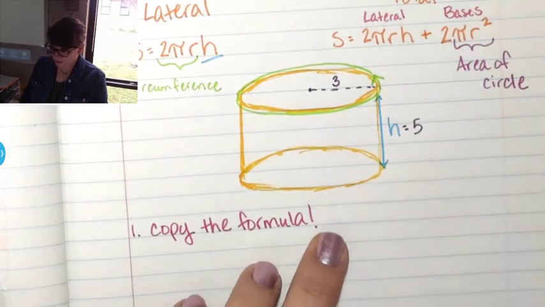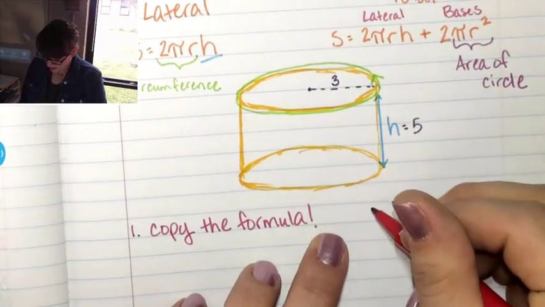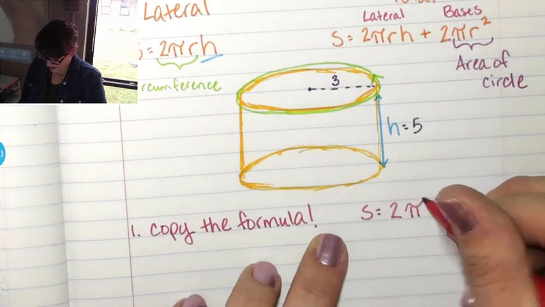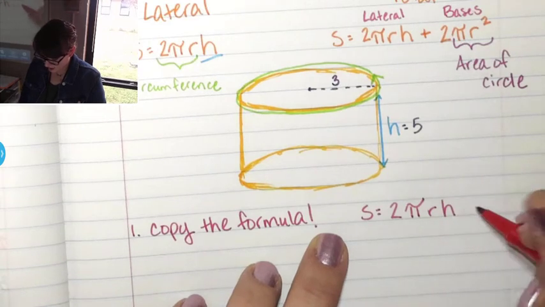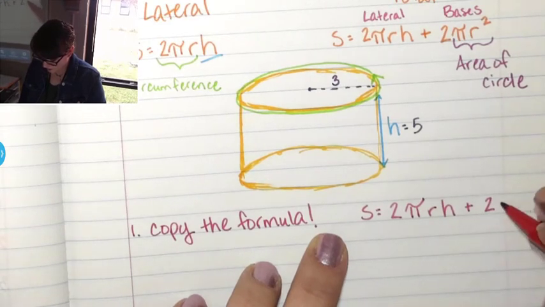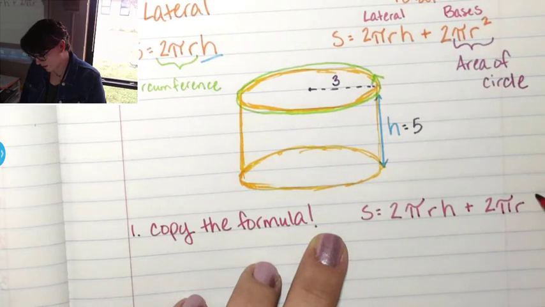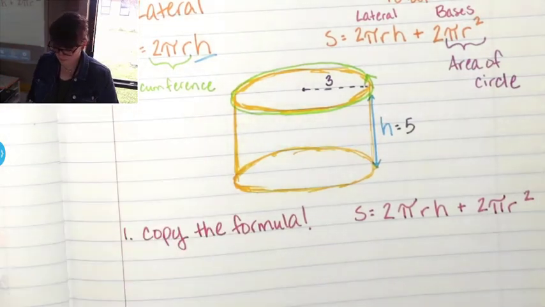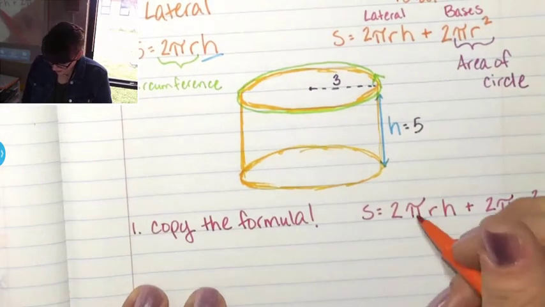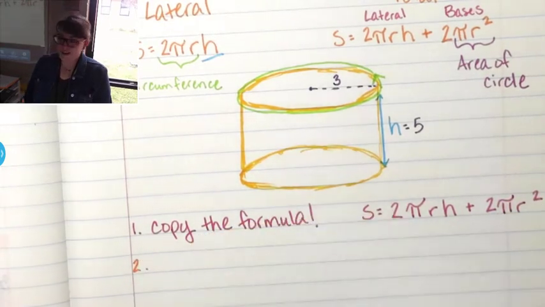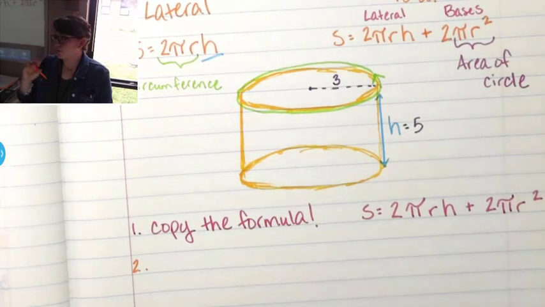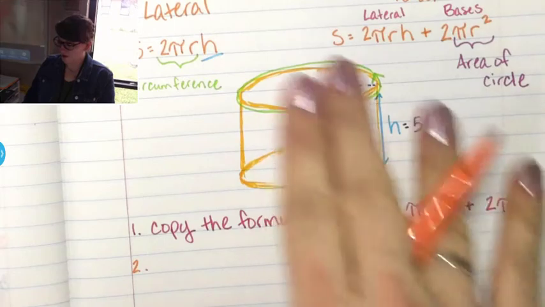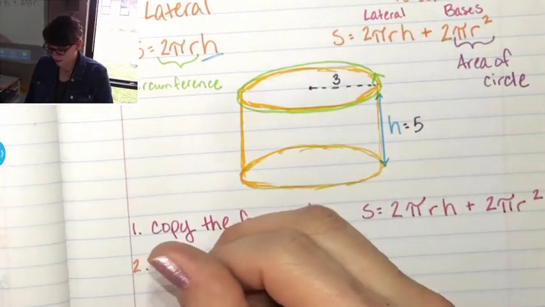So I'm going to copy my formula down, and I'm going to give it lots of space. S equals 2 pi r h plus 2 pi r squared. Copy the formula. Now, step 2. When we did prisms, you had to find the perimeter, you had to find area, and we plugged things in. You don't have to do that here because everything I need is done. So we just need to plug in numbers.